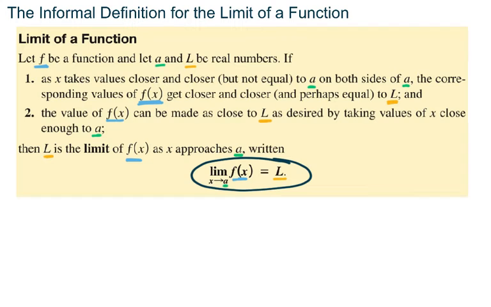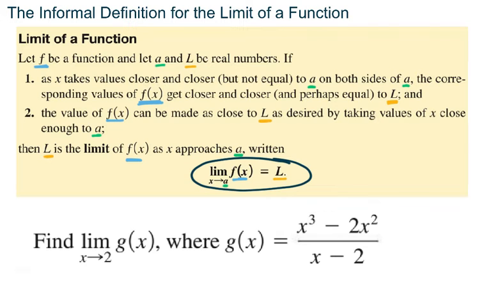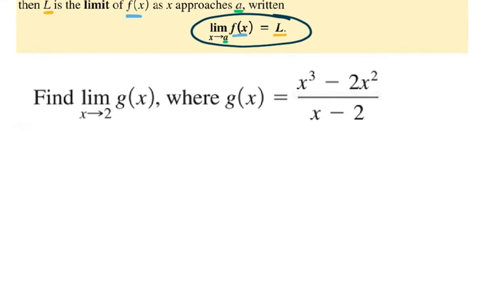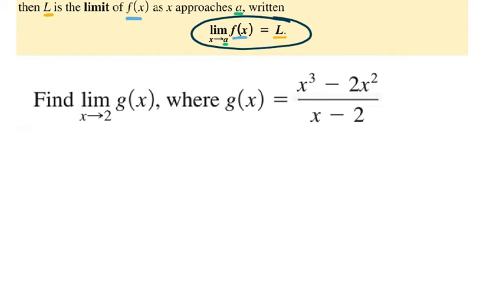So let's do another problem. For this problem, we're going to find the limit as x approaches 2 of the function g of x. So in this case, my a value is 2, and my function is g of x. And g of x is defined by this rational function, x cubed minus 2x squared divided by the quantity x minus 2.